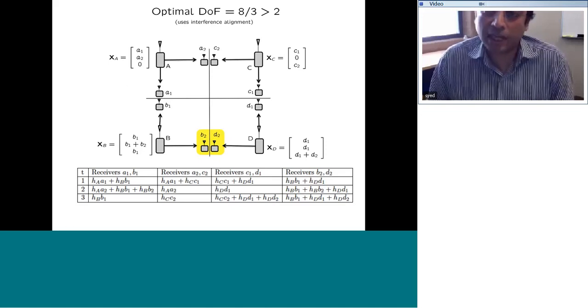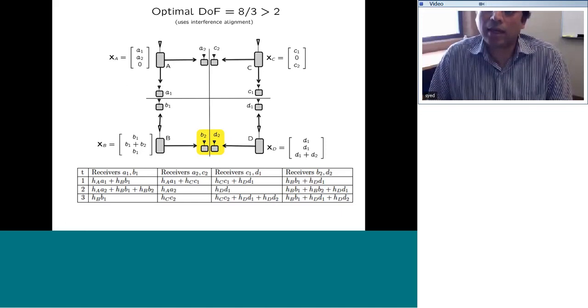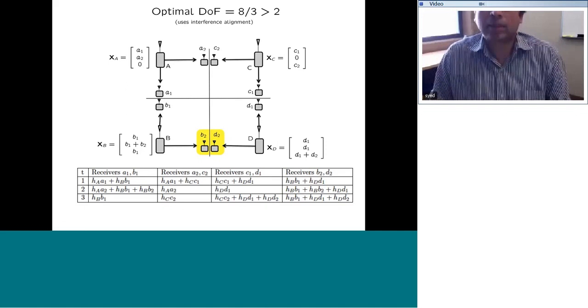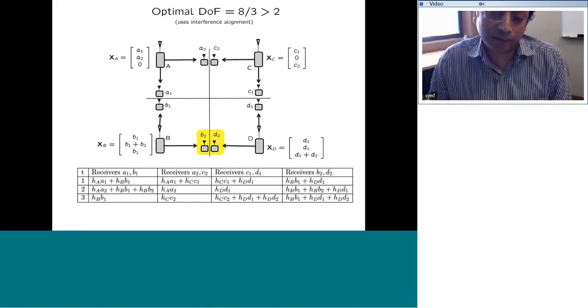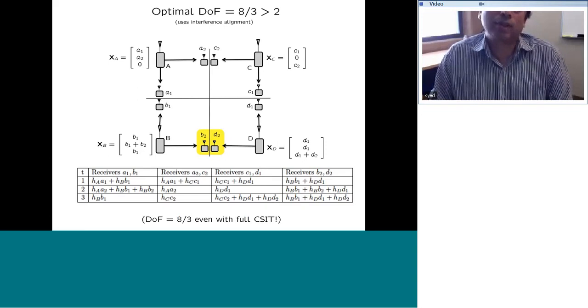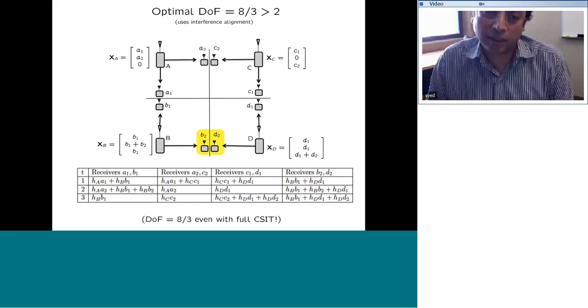And this is an interference alignment solution because notice that every receiver is seeing 3 equations and 4 variables, from which it wants to recover 2 variables. So of course, the remaining 2 variables have to align in 1 dimension. That's what's happening at each of the receivers. So another interesting side remark here is that in this problem also, even if you had perfect channel knowledge, you could not have done better. 8/3 would be the capacity if you think of it as a network coding problem, or the degrees of freedom if you think of it as a wireless network.